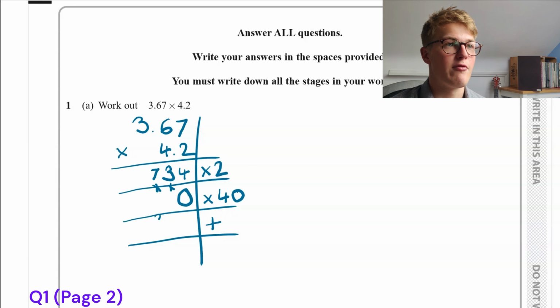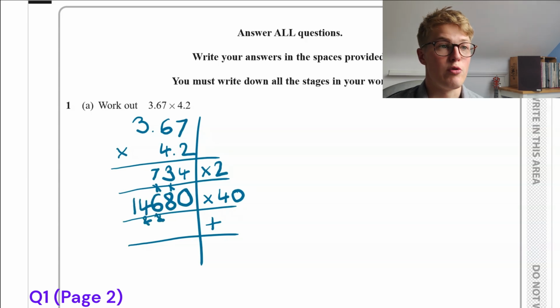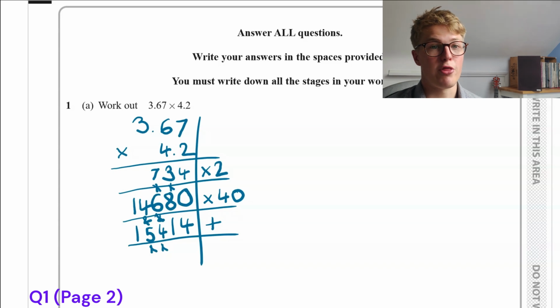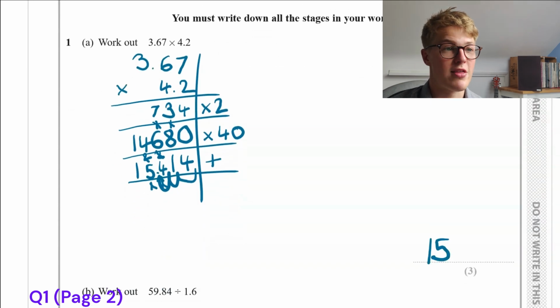side, and then we have 4 times 7, which is 28, 4 times 6, which is 24, plus 2 is 26, and then 4 times 3 is 12, plus 2 is 14. So we do 4 plus 0, which is 4, 3 plus 8, which is 11, 7 plus 6, which is 13, plus the one we carried over is 14, 4 plus 1 is 5, and then 1 plus nothing is 1. So then we have 15,414, but remember we've got 3 decimals to fill in, so we go 3 from the right, and we have 15.414 as our answer.